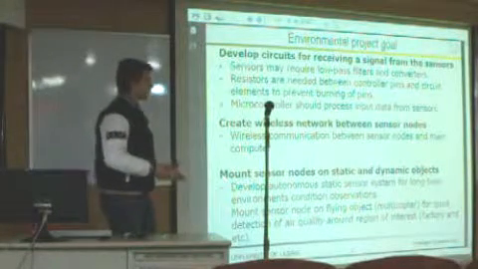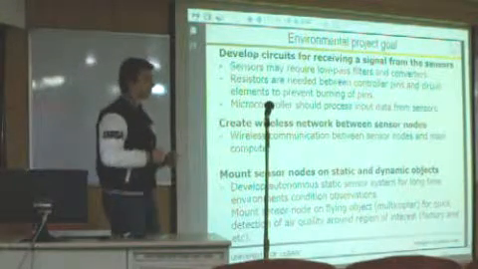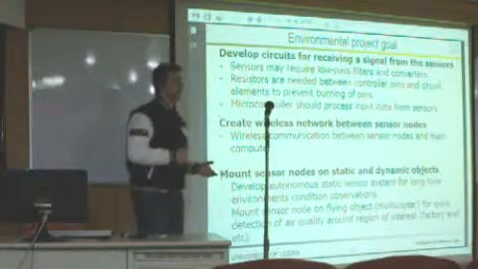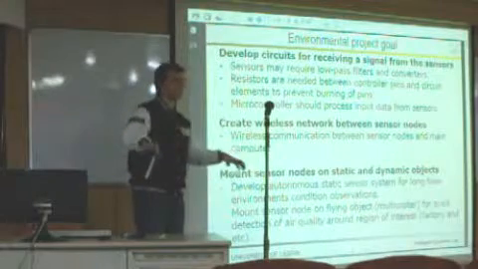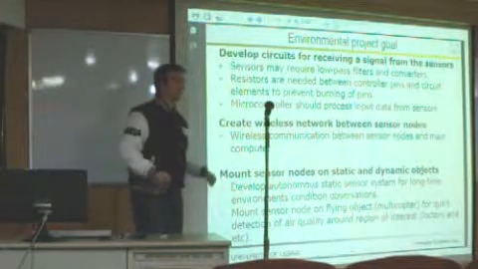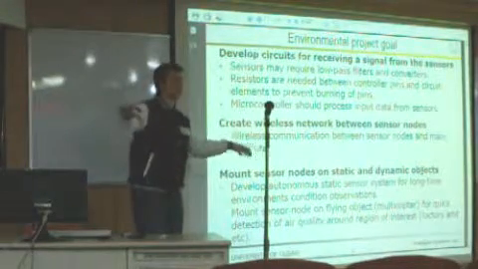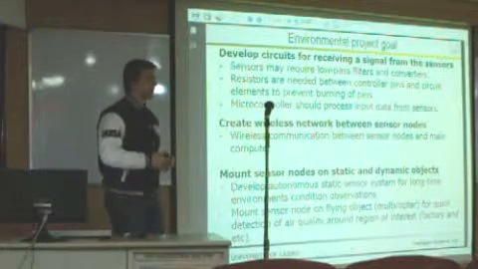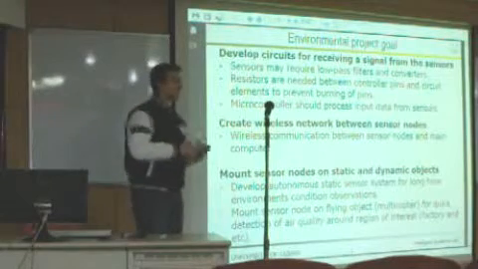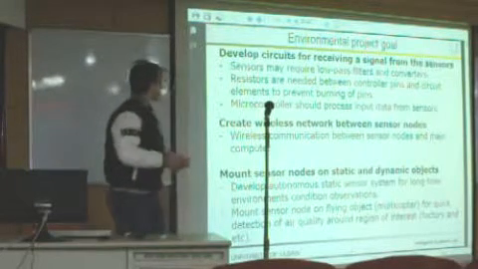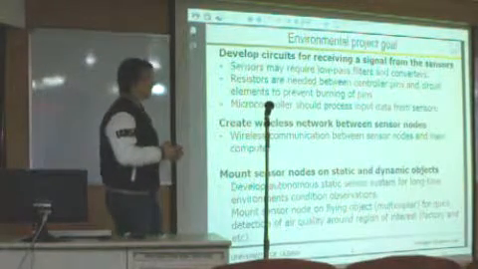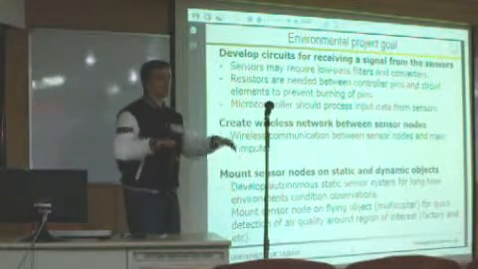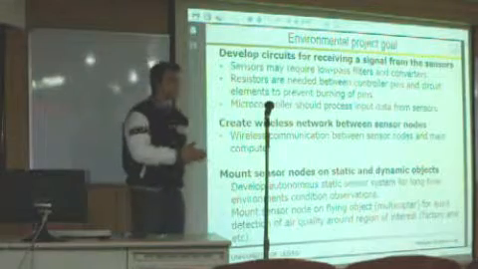And next step, after we sense all the data, we should create a wireless network between sensor nodes. We're going to put sensor nodes in different places and receive data from different places to make kind of statistics, to gather statistical information. And I'm going to make wireless communication between sensor nodes and the main computer, which will process all the data.